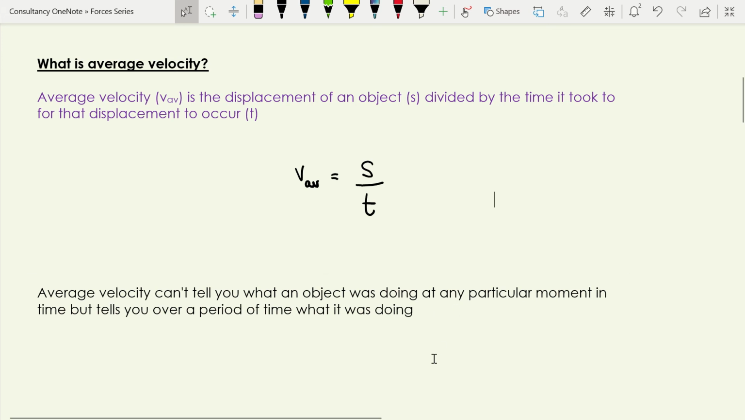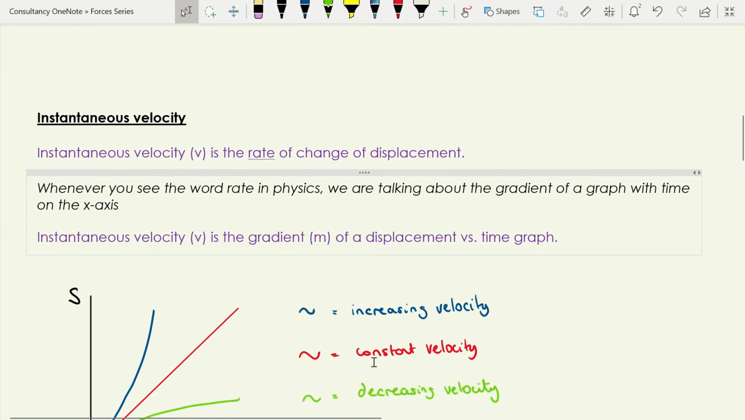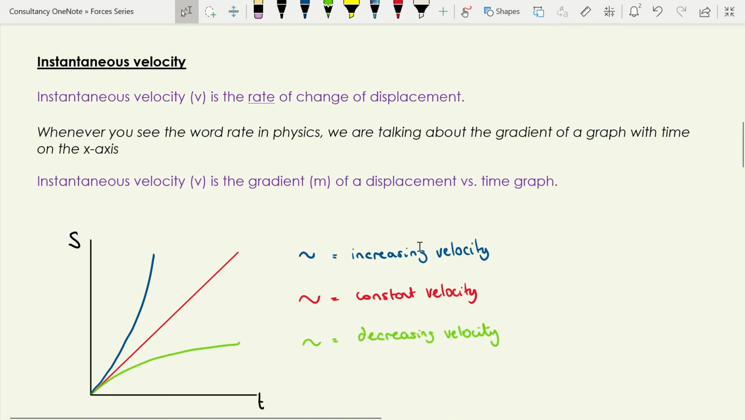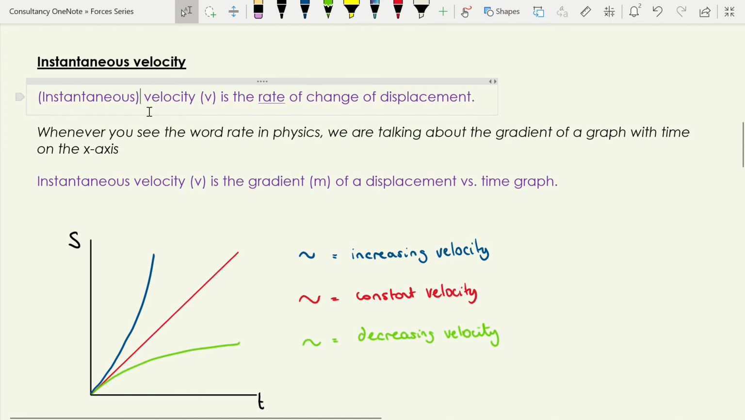The opposite of that, the thing that does tell us what an object was doing at a specific moment in time, is the instantaneous velocity, which is usually abbreviated to just velocity. I'll put that in brackets because we don't usually say the word instantaneous, even though we mean it. Again, something to add to our notes. Velocity, or instantaneous velocity, which has the symbol v, is the rate of change of displacement.